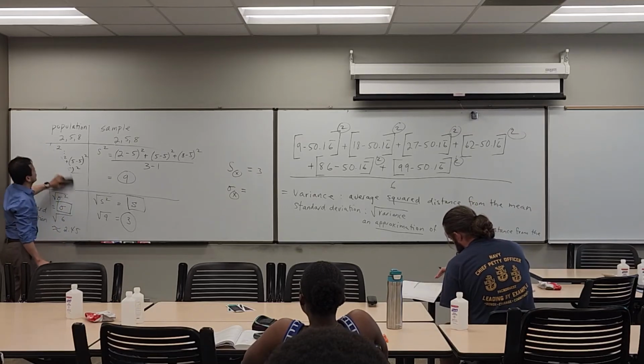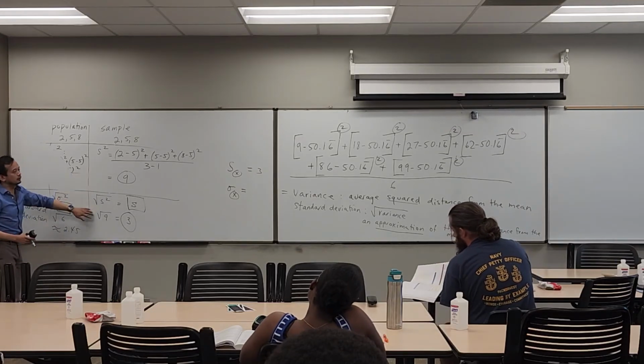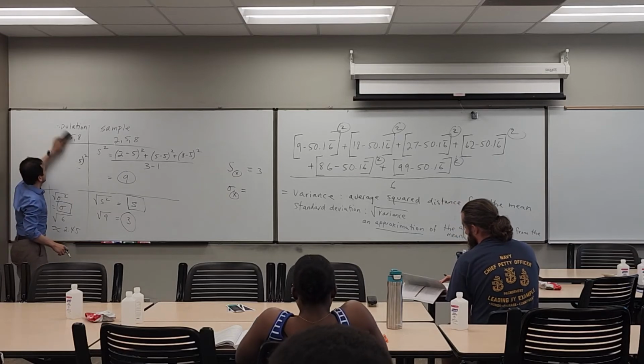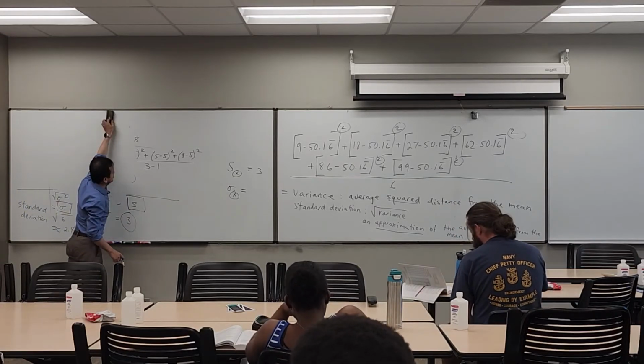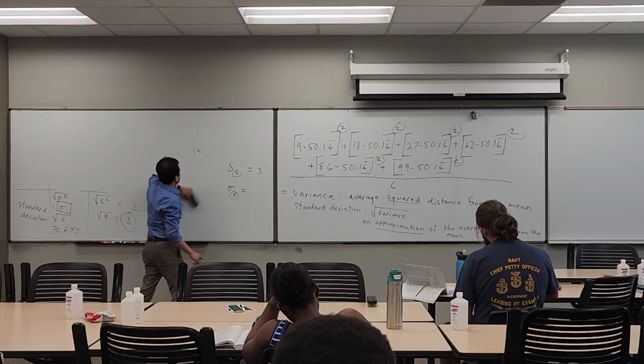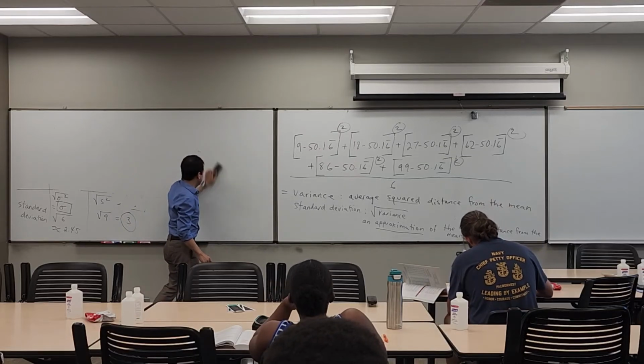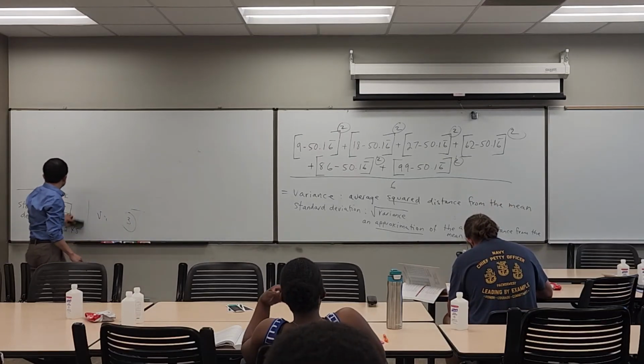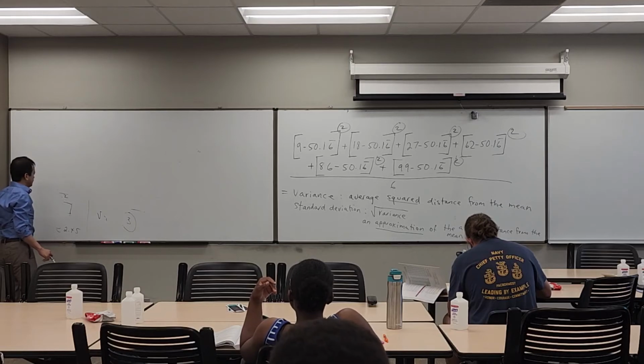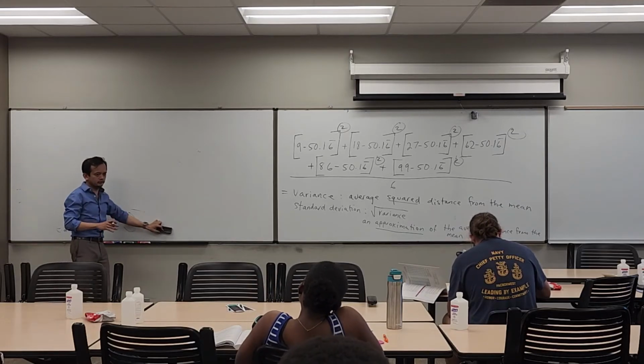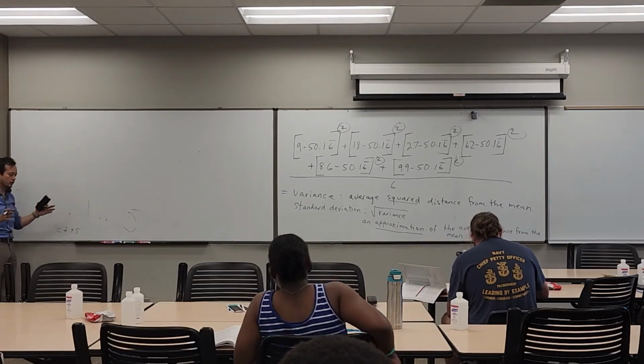Alright, so any questions calculating these four things? Population and sample, standard deviation or variance? And again, all those four things are just a measure of how spread out your data is.